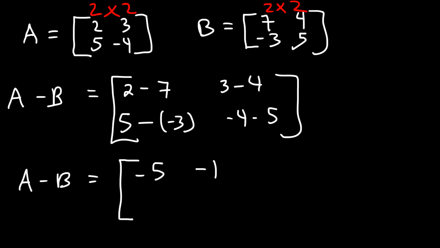3 minus 4 is negative 1. 5 minus negative 3, or 5 plus 3, that's 8. Negative 4 minus 5 is negative 9. And so that's the difference between the two matrices.